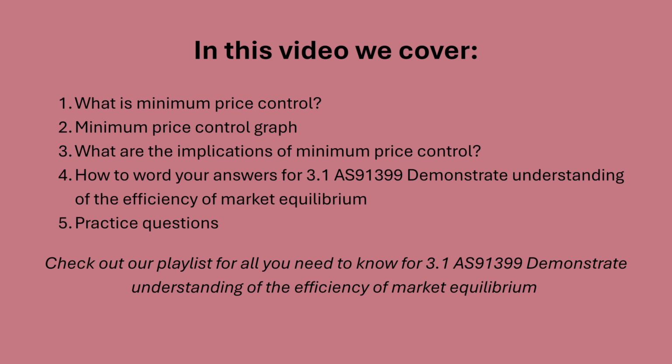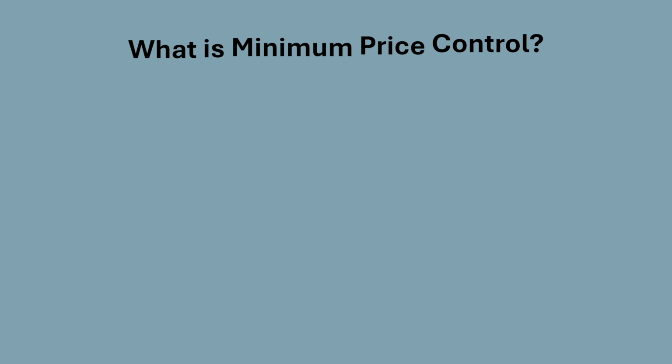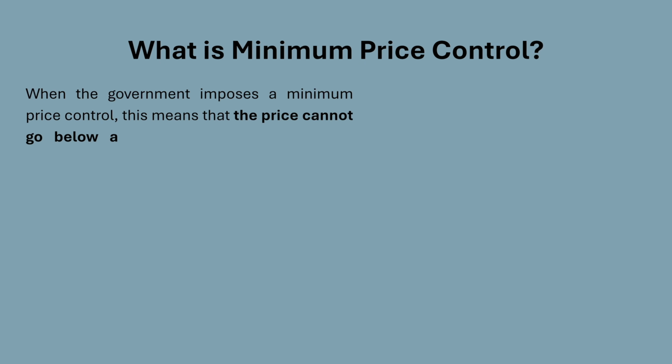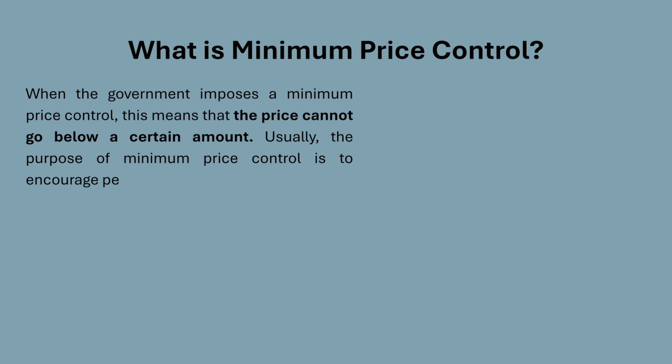Let's get into it. So what is a minimum price control? The minimum price control is when the government imposes a minimum price on something. This means that the price cannot go below a certain amount. Usually, the purpose of a minimum price control is to encourage people to buy less of something.